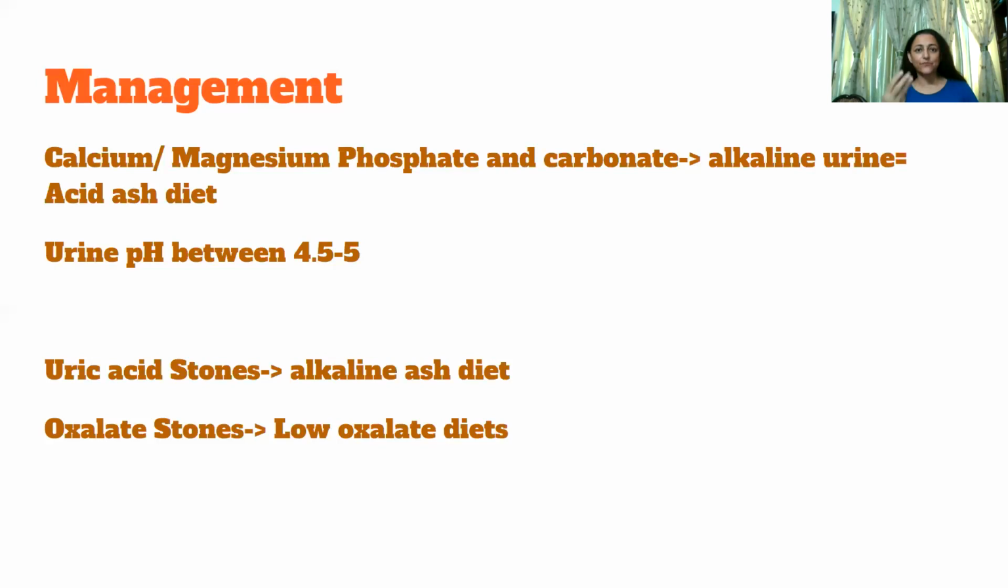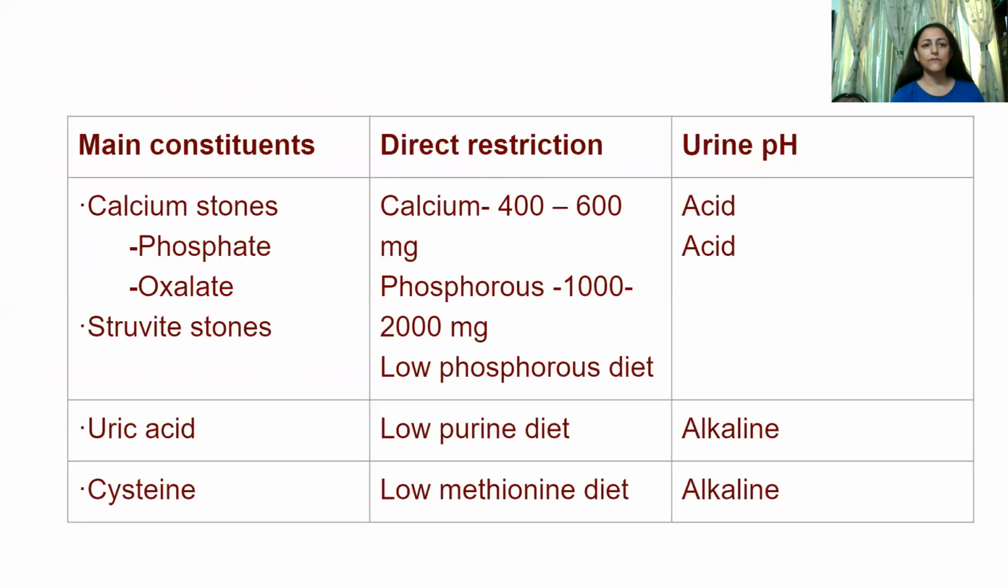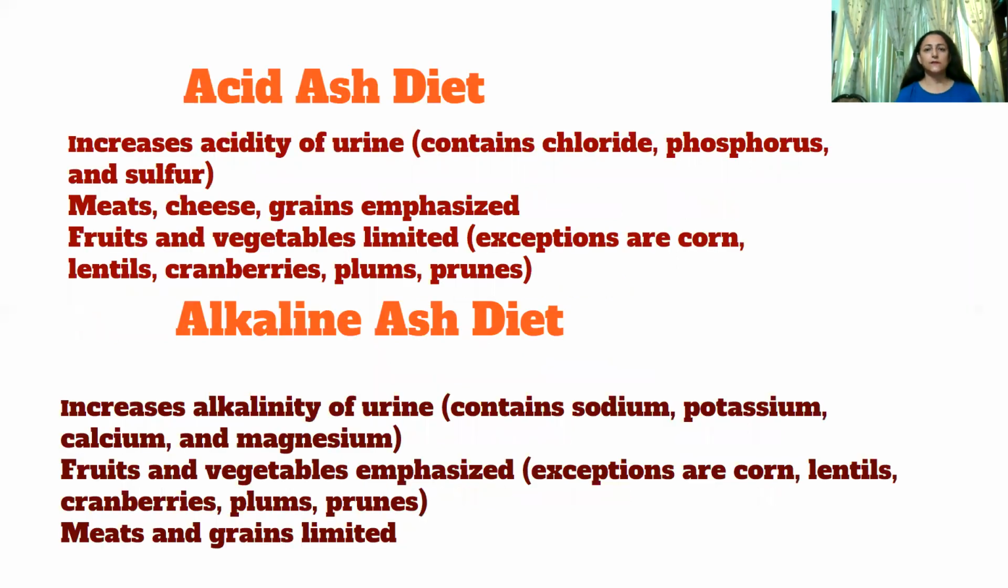So we have 3 types of treatments. If the stone is a phosphate and carbonate stone, and the patient has alkaline urine, we will give an acid ash diet. If the person has uric acid stones, we will give a low purine diet along with an alkaline ash diet. And if we have oxalate stones, definitely we'll give a low oxalate diet. This slide summarizes again the type of stone and what the target should be.